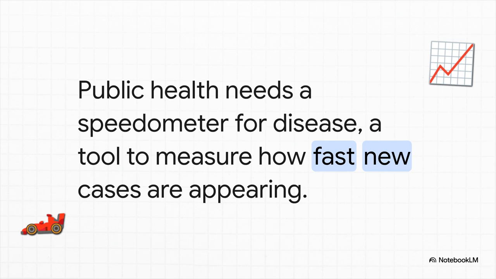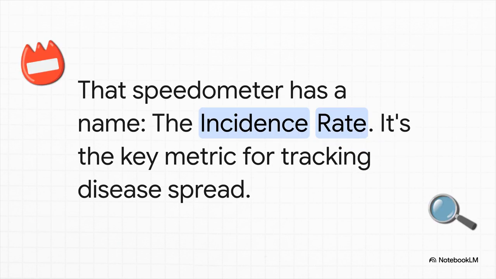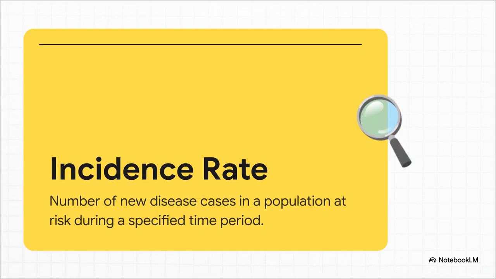What you truly need is something like a speedometer, a way to gauge how fast the disease is spreading, right now, in real time. And that speedometer, it has a name. It's called the incidence rate. This is the key metric, the thing that tells us the velocity of a disease as it's moving through a population. So what is it exactly?